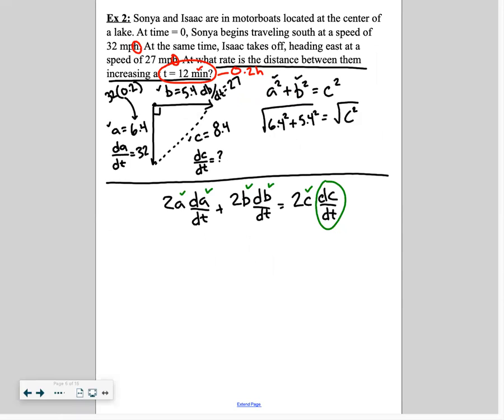To save you guys a little time working through your calculator, this comes out to 409.6 plus 291.6 equals 16.8 dC/dt. And I'm losing my smartboard. Anyway, you want to add those up and divide.